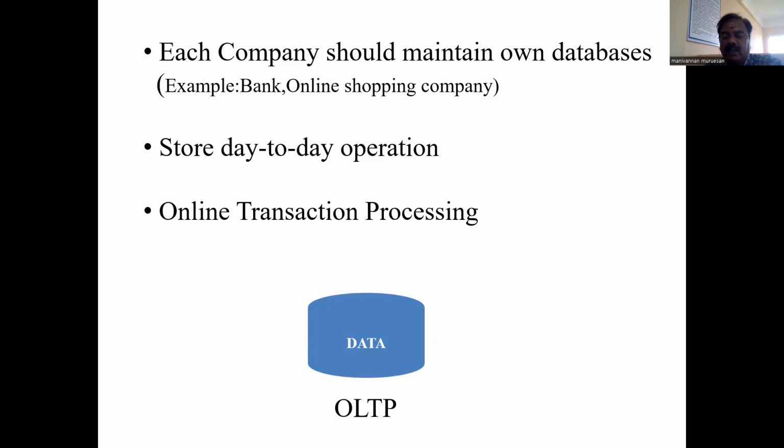Nowadays, each company should maintain its own database. For example, a bank has its own database, and an online shopping company has its own database. For their own business purposes, they store the day-to-day operations. The day-to-day operation is called online transaction processing, that is called OLTP.